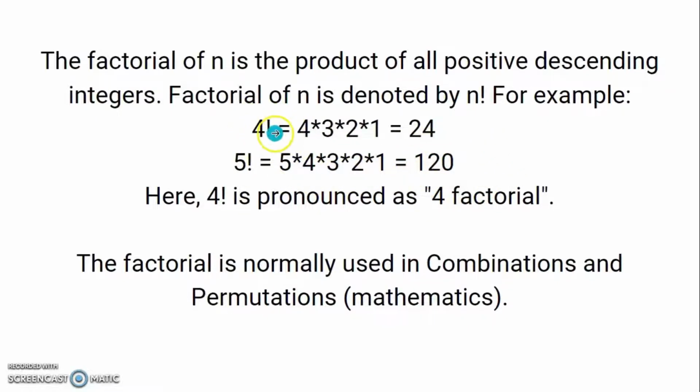Similarly, the factorial of 4 will be 4 times 3 times 2 times 1. Also, you have to remember that factorial of 0 is also 1. And we usually use factorial in permutations and combinations in mathematics.